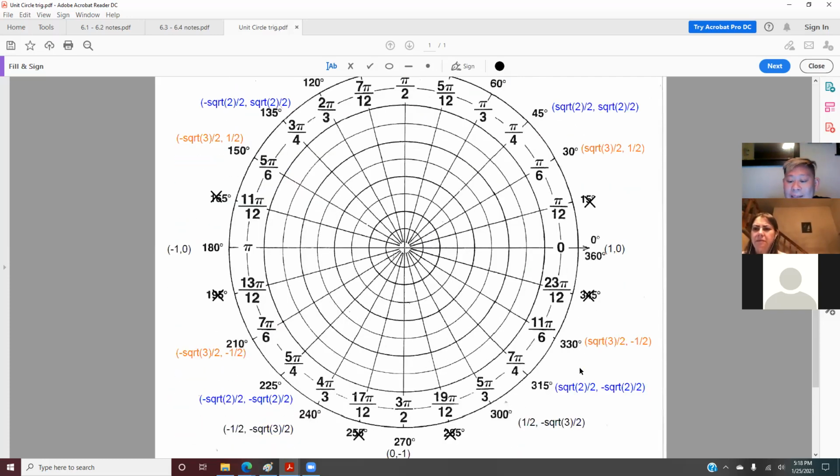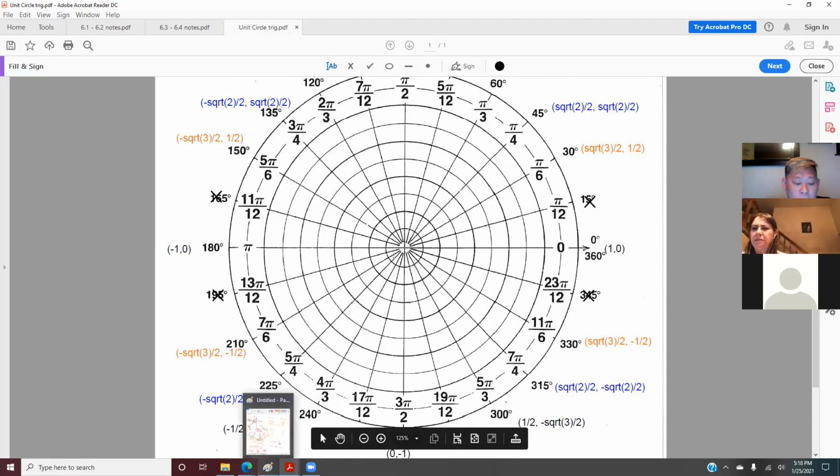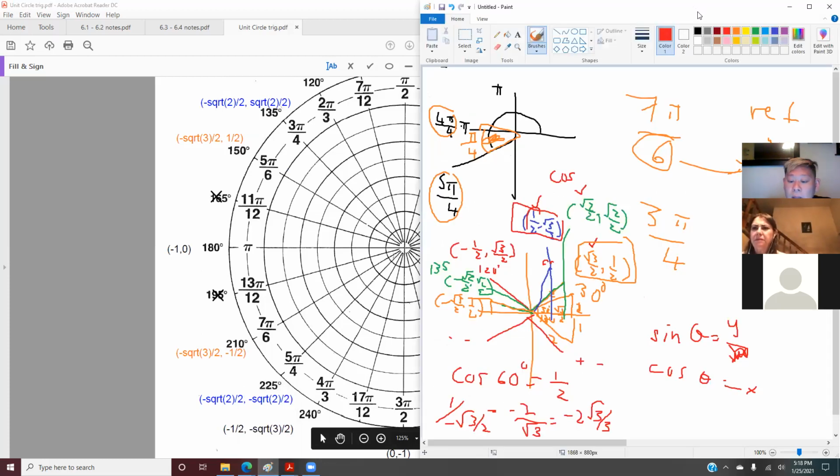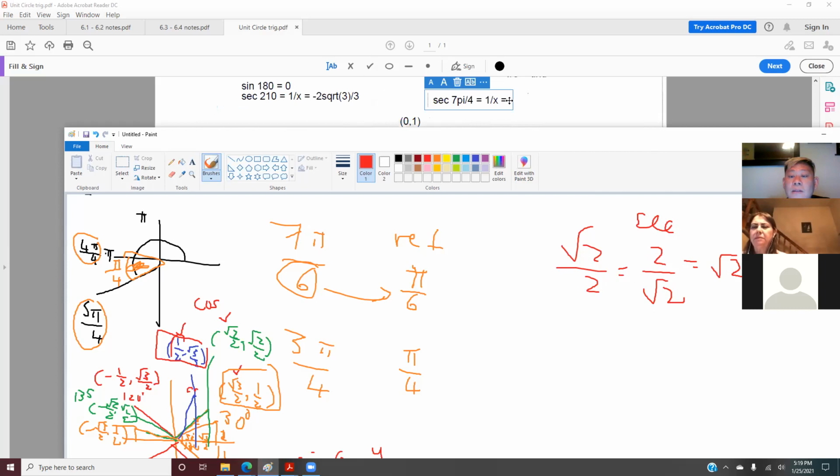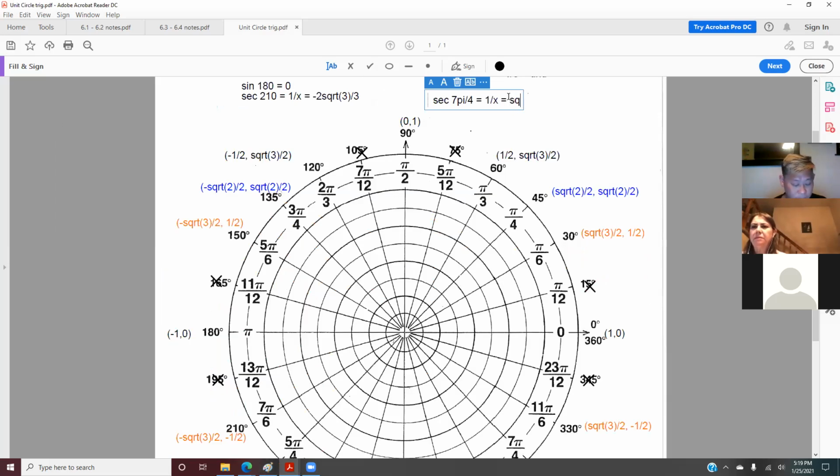And what is x in this case? X is this one, right? Square root 2 over 2, sorry. So x in this case is root 2 over 2. But what you have is secant, so you flip it, so it becomes 2 over root 2. And then if you rationalize, this is root 2. So your answer for this case will be square root of 2.